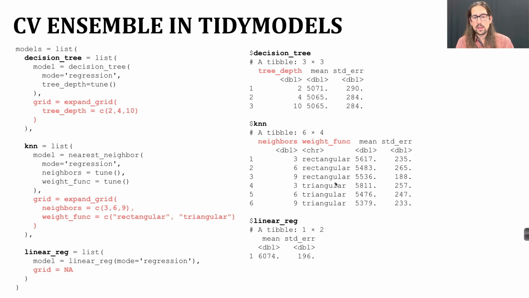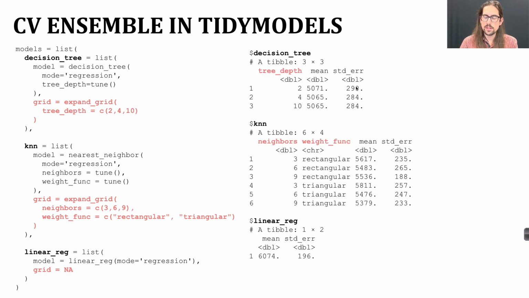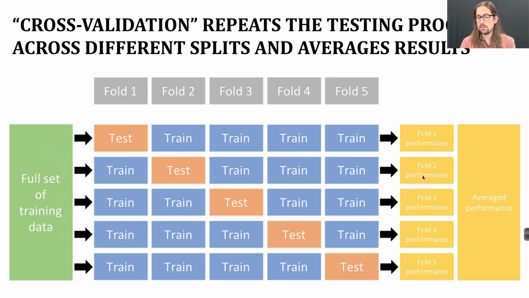So let's scroll. What I get back is a list with these three different objects: decision tree, KNN, and linear regression. And for decision tree, we have this table with tree depth equals 2, 4, and 10. Now mean here corresponds to the root mean squared error. Standard error is the variability of this across the testing folds. One of the nice things about cross-validation is that you get, for example, 5, 10, however many, 5 different estimates of test set error.